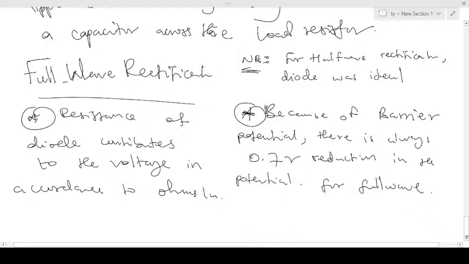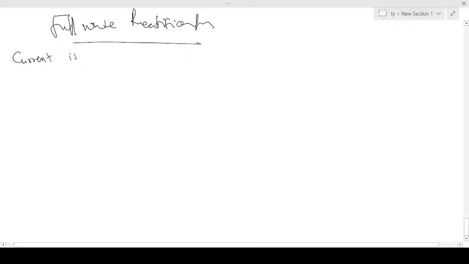Now let's move to full wave rectification. A full wave rectifier is one where current is conducted in both the positive half cycle and the negative half cycles of our AC output.